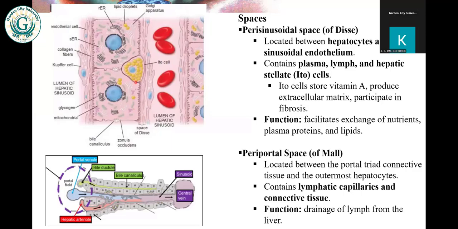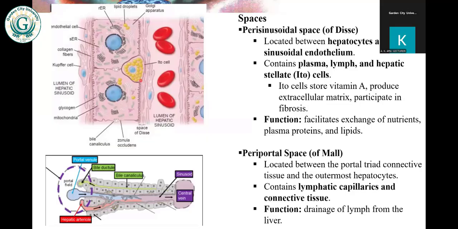And you realize that at that point, the liver cells have microvilli to increase the surface area for this type of exchange. So this space here is called the space of Disse, or the perisinusoidal space. Remember, I said that this is the sinusoid. So the perisinusoidal space facilitates exchange of nutrients, plasma proteins, and lipid between the liver cells and the sinusoid.